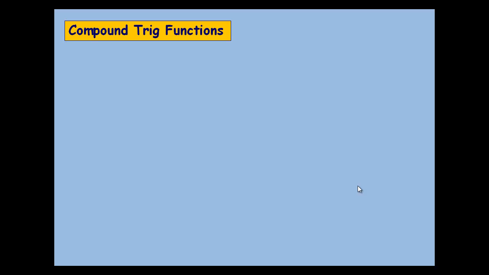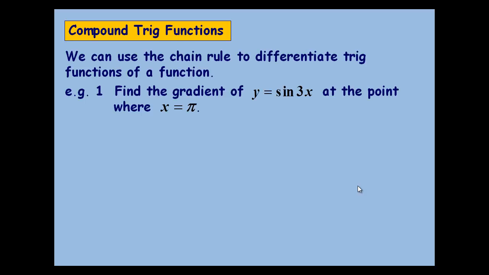So what happens with compound trig functions? It's all very well being able to differentiate sin x and cos x. What about if we've got something like y equals sin 3x? Well, to differentiate something like this, we use the chain rule, and as with a lot of the chain rule, once you've done it a few times, you can see how to shortcut it quite quickly. So let's work through this.